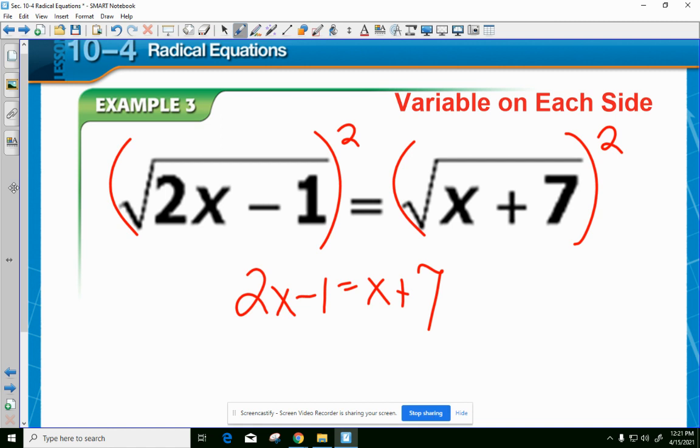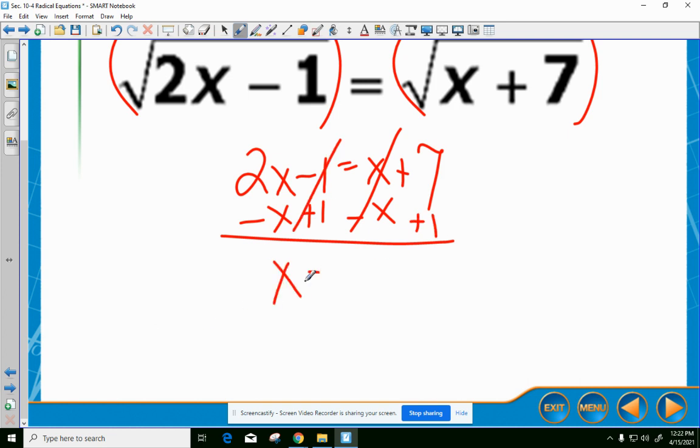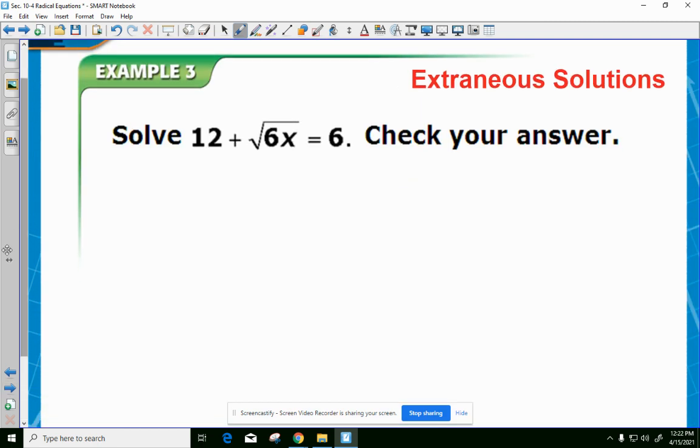Okay, so in this scenario here, I can move my variables to one side, I can move my constants to the other, and I'd get an answer of 8. Okay? Not yet? Okay. All right. Let's try this one. See what you come up with. Let you give this one a shot.